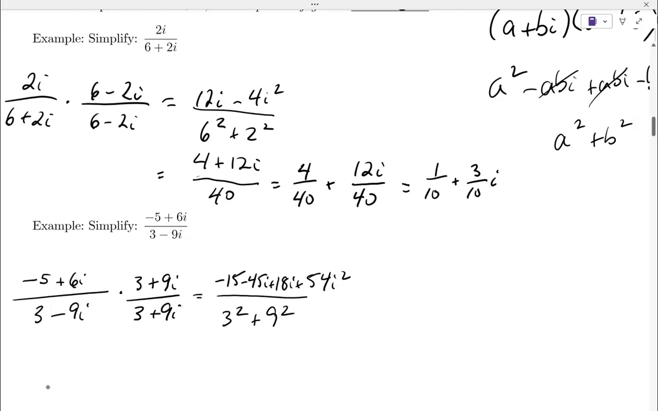We gotta FOIL it, right? -5 times 3 gives the -15. -5 times the 9 gives you the -45i. 6i times 3 gives you the 18i. 6i times the 9i gives you the 54i squared. Again, we multiply them just like we do for polynomials, right? There's no difference in the multiplication.